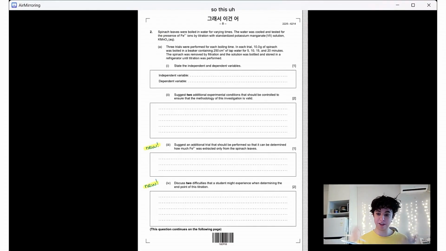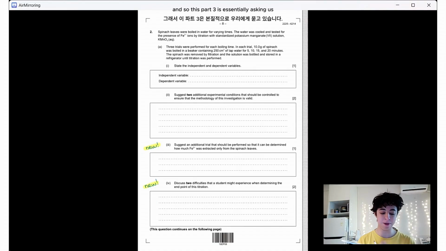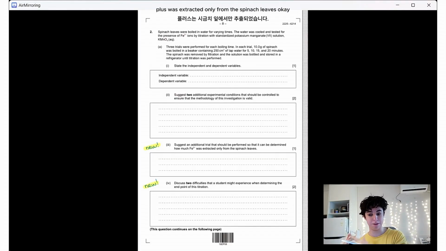Anyways, so this whole experiment for question 2 is generally about this spinach leaf being boiled in water for different times, titrating with potassium permanganate, and then seeing the concentration of Fe2+ ions. And so this part 3 is essentially asking us to suggest an additional trial that should be performed so that it can be determined how much Fe2+ was extracted only from the spinach leaves.